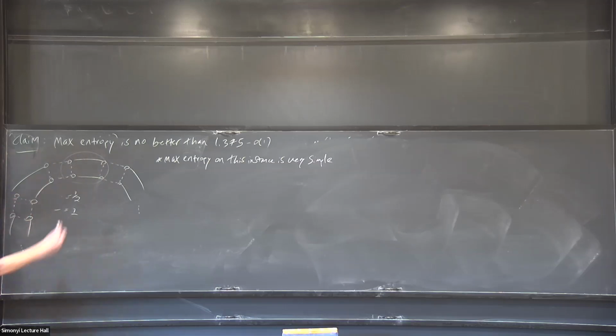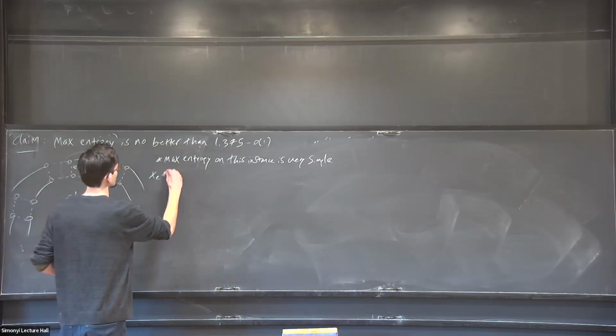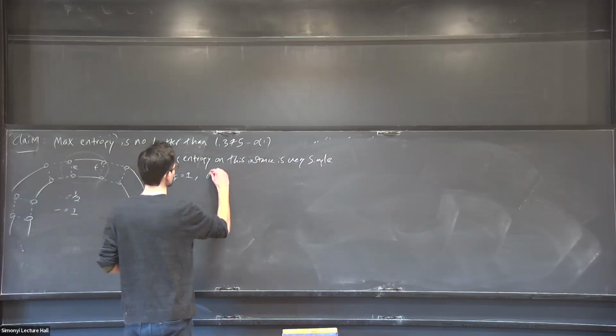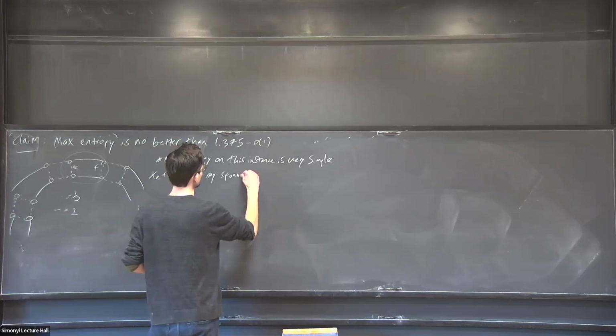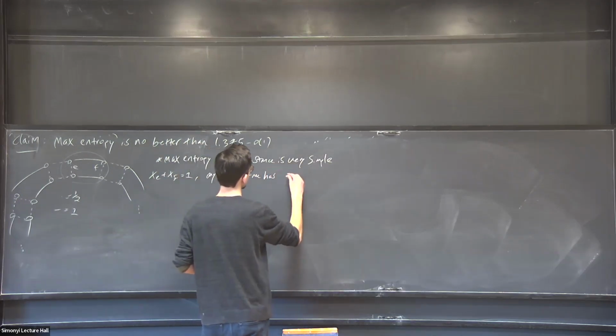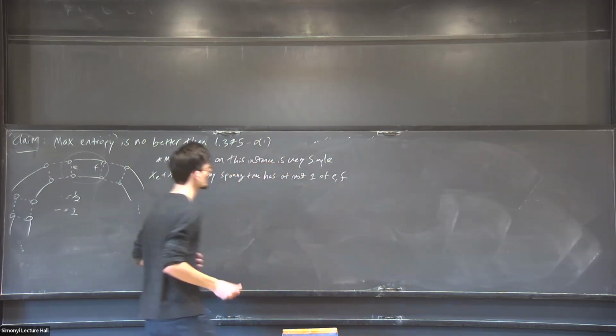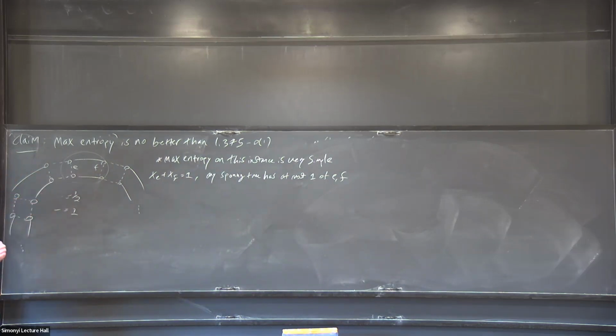Let's look at these edges E and F. What do we know about E and F? x_E plus x_F is 1. We can't choose both of them, right? So any spanning tree has at most one of them. So I have 2 random variables. This expectation is 1, and I can always use at most one of them.